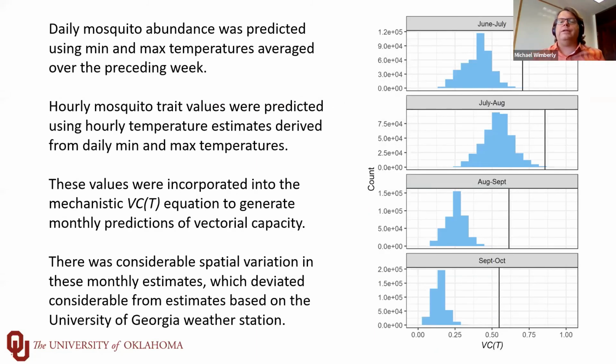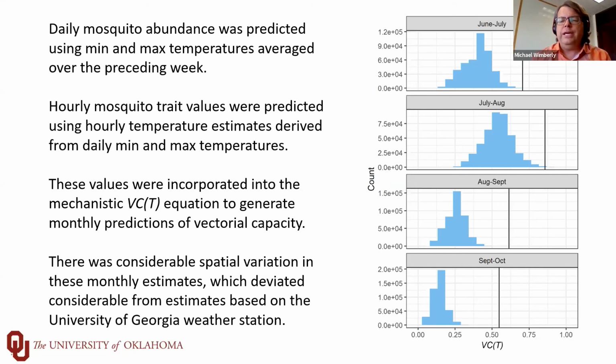Just quickly, this is looking at results for four different months of the season. If you look at the blue histograms, those are the histograms of vectorial capacity during each one of those months. We've relativized these VC estimates, so the numbers themselves aren't all that interpretable, but basically higher is a higher probability of disease transmission. We compare those to the vertical lines, which are the estimates at that UGA weather station.